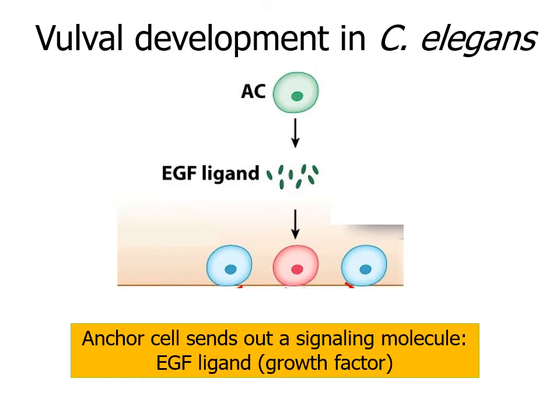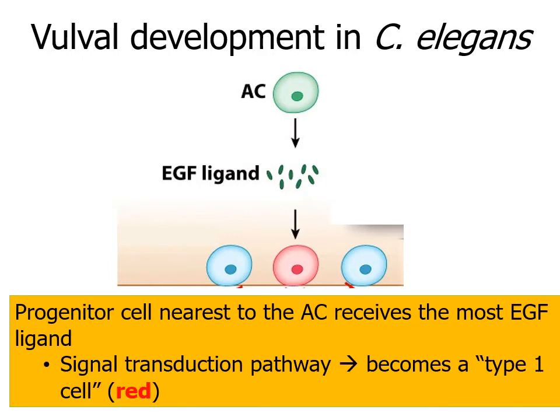The anchor cell sends out a signaling molecule. It's EGF, or epidermal growth factor. They're positioned somewhat like shown in the cartoon here, where the anchor cell is above the vulva progenitor cells, and the EGF ligand is sent out. The progenitor cell nearest the anchor cell receives the most ligand, so that cell is shown here in red or in pink. That turns on a signal transduction pathway to make this progenitor cell into a type 1 cell.